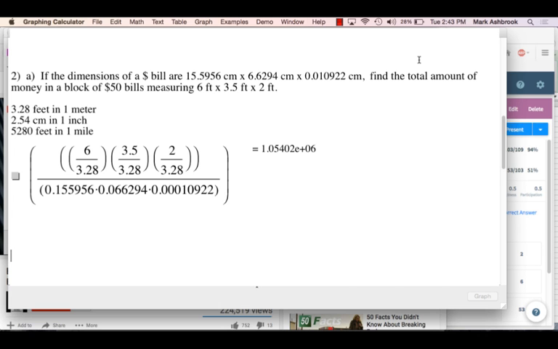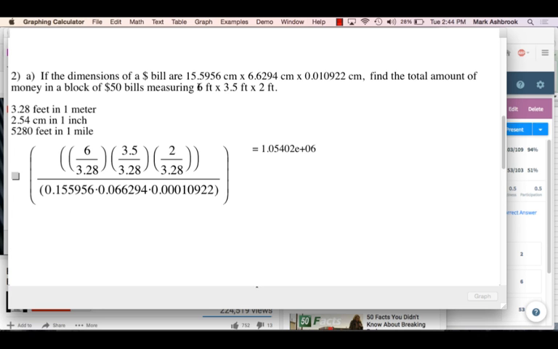Okay, so here I'm saying how many sets of 3.28 feet fit into 6 feet. That's going to tell me how many meters 6 feet is, if I'm looking at how many groups of 3.28 or how many meters fit into 6 feet. Same with the 3.5 and the 2. So then this numerator is finding what? That's going to be cubic meters of the block, right? Cubic meters of the block.